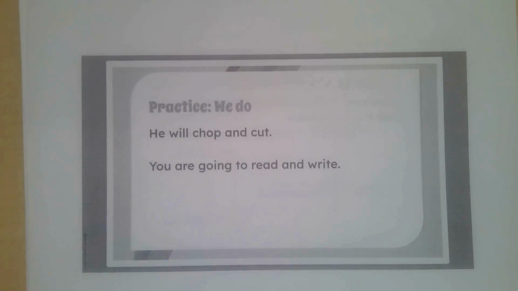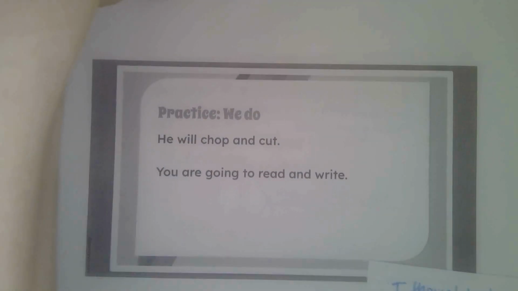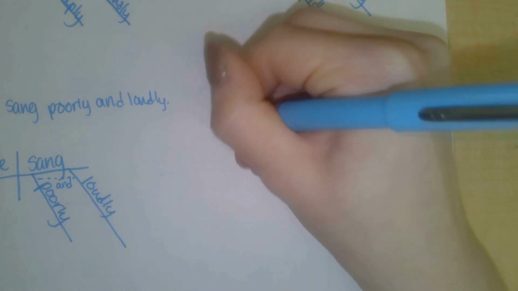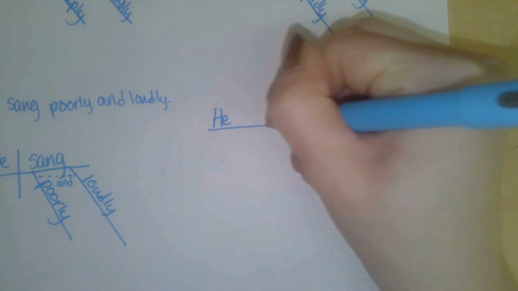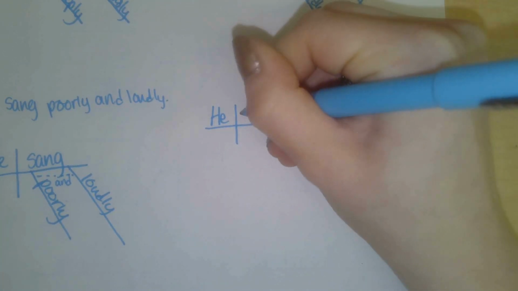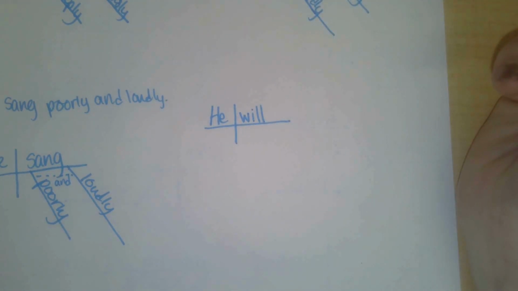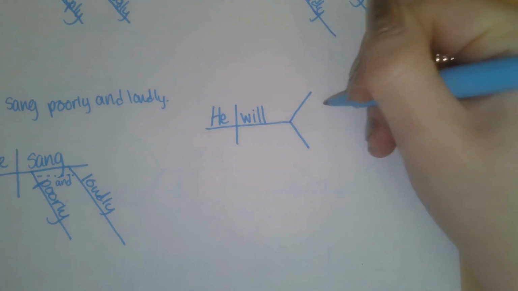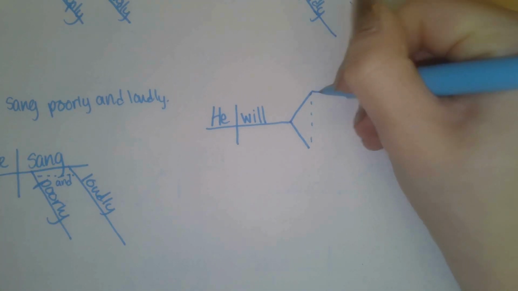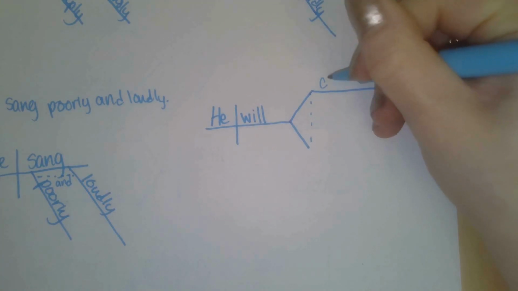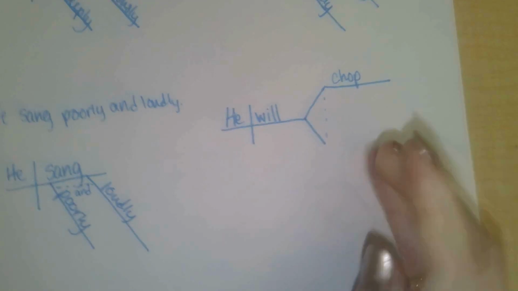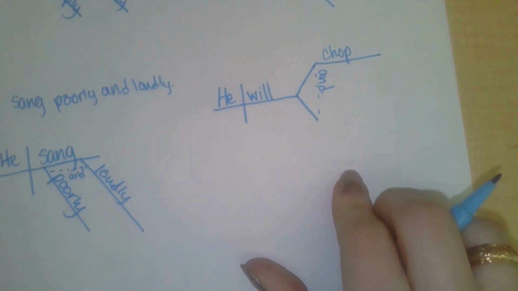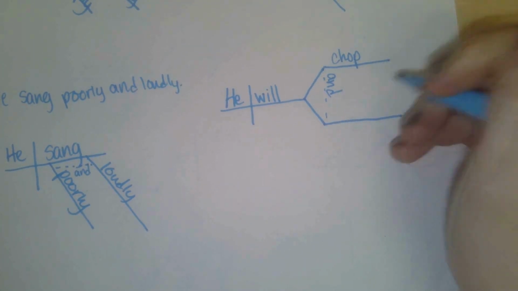Some practices. He will chop and cut. He is our subject. What is he doing? He will. That's our helping verb, our auxiliary verb. Split it into two lines. What's the first thing he'll do? He'll chop. Then we have our conjunction, and cut.